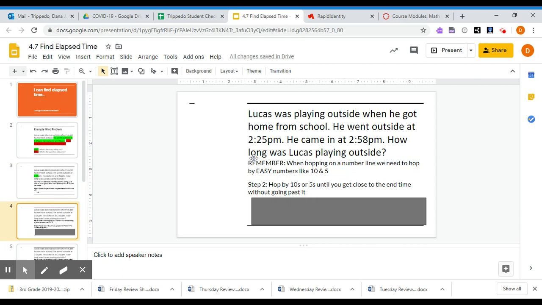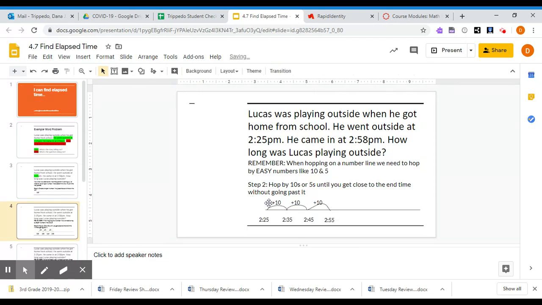And so remember, when we're hopping on a number line, we need to hop by easy numbers like 10 and 5, because those are the numbers that we count by when we're looking at a clock. And so step 2 is going to be to hop by 10s or 5s, whatever you're more comfortable with, until you get close to the end time without going past it. So that's a key thing you also need to remember. Every time you make a hop on the number line, you need to write the new time underneath that hop.